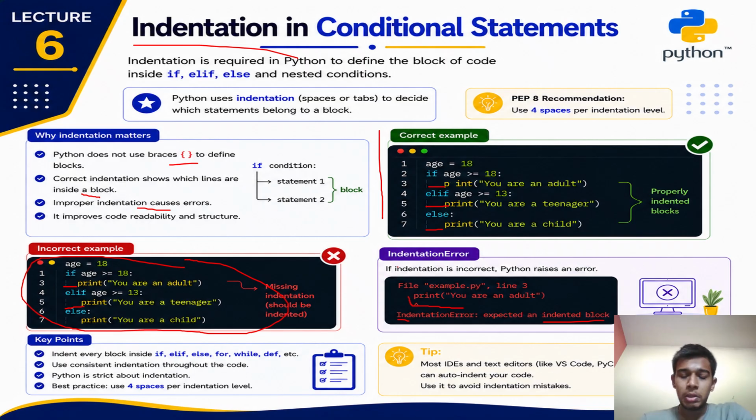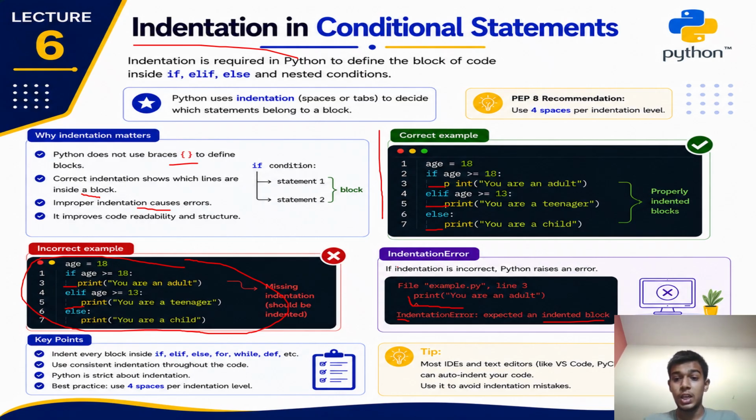This is one of the most common mistakes beginners make. So always check your indentation carefully. Now let's revise the key points. Indent every block inside if-elif-else. Use the same indentation style throughout your program. Python is very strict about indentation. Even one missing space can produce an error.